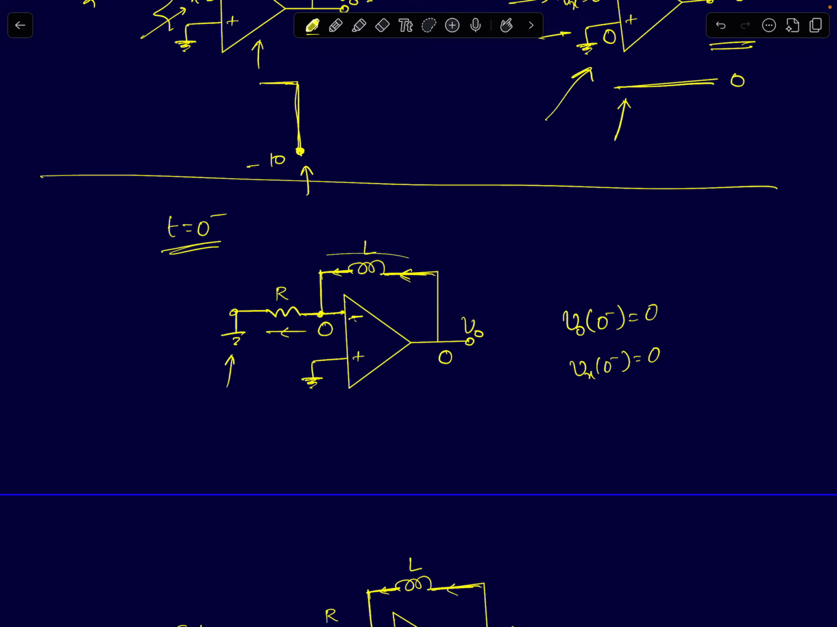So meaning the output and the inverting voltages will be at 0. The op-amp has proper DC negative feedback, so the output and the inverting voltages will be 0. That's what I've written here: V0 of 0 minus and Vx of 0 minus, both are at 0.